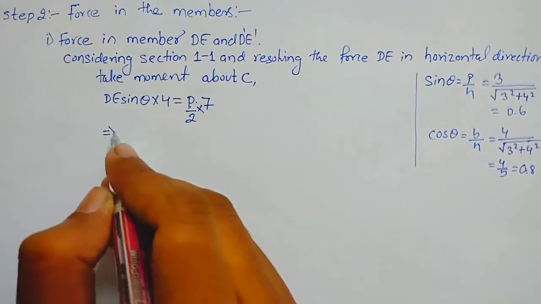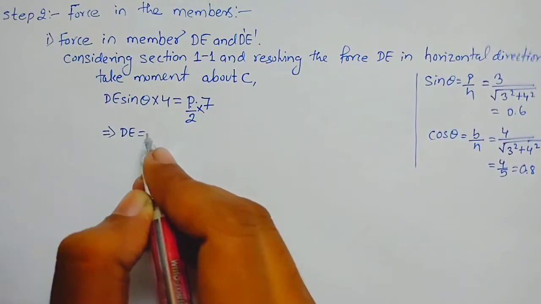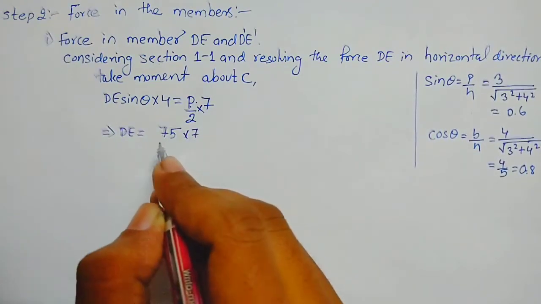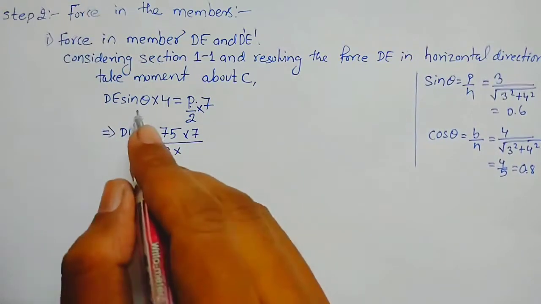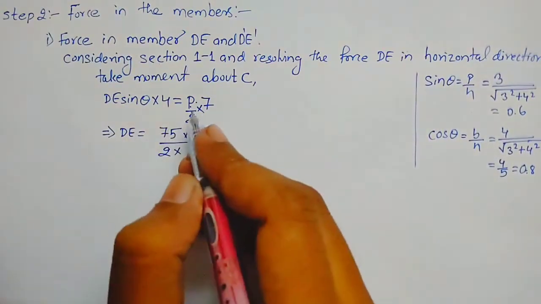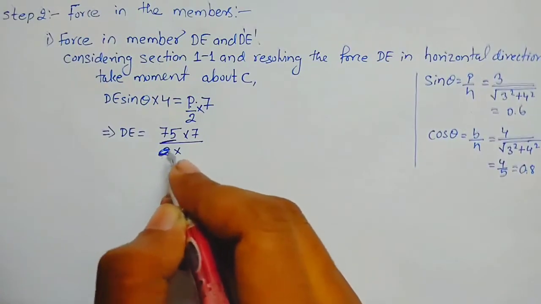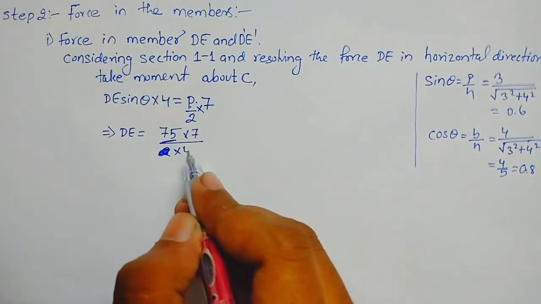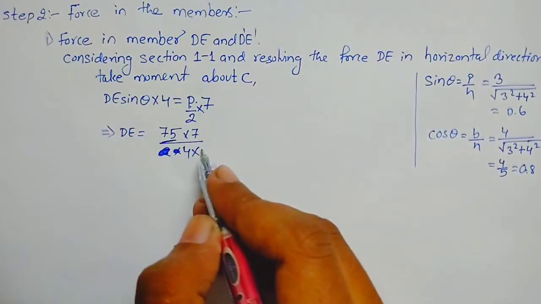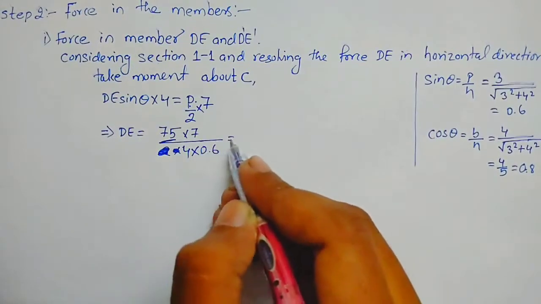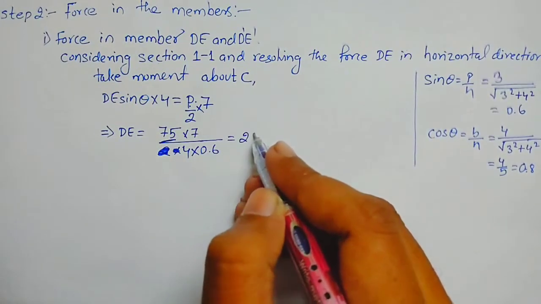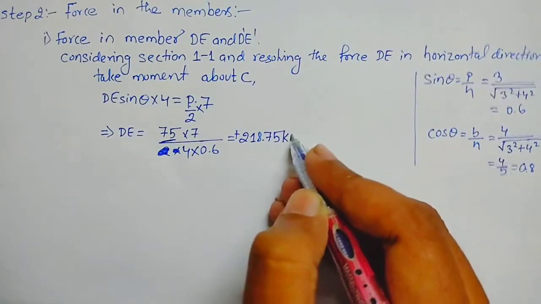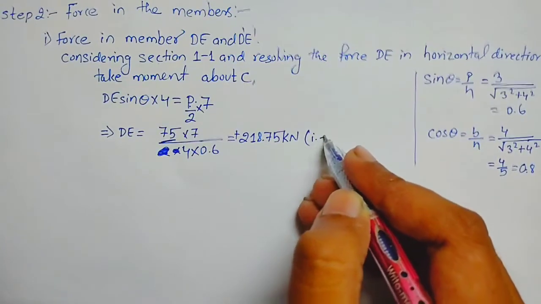So from here we will calculate the value of DE equals 75 into 7 by 4 times the value of sine theta. The value of P by 2 is already 75, so no need of this 2, and this 4 will come to this side, so 4 times, and the value of sine theta we have calculated as 0.6. So on solving this we will get the value of DE equals positive 218.75 kilonewton, and the positive sign indicates that it is tension.